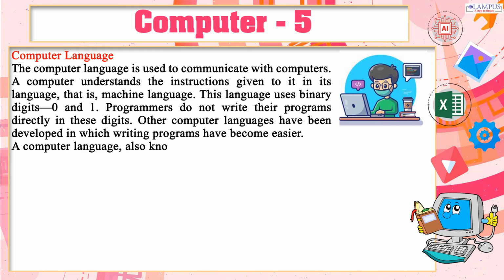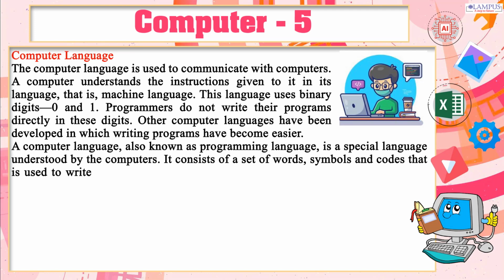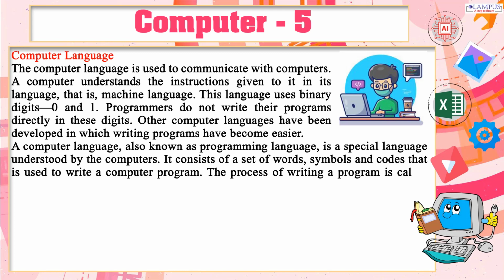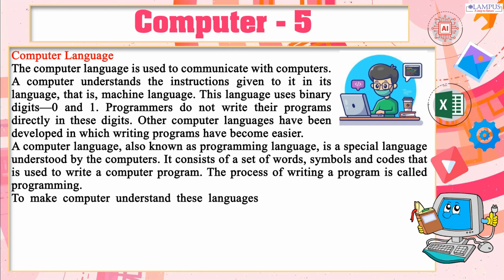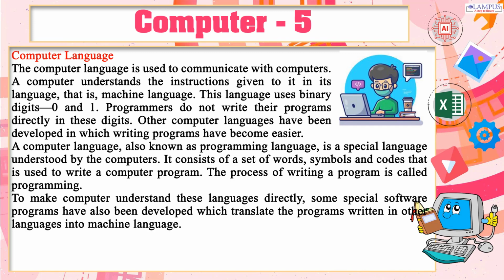A computer language, also known as programming language, is a special language understood by the computers. It consists of a set of words, symbols and codes that is used to write a computer program. The process of writing a program is called programming. To make the computer understand these languages directly, some special software programs have also been developed which translate the programs written in other languages into machine language.